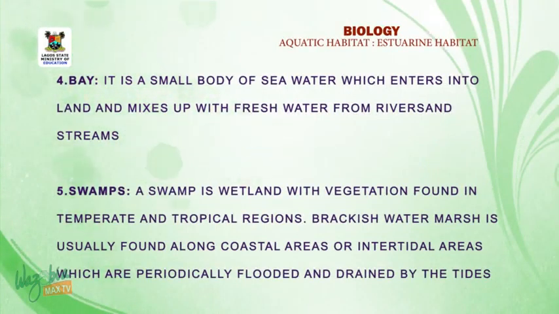We call it bay. Then the 5th one is swamp. A swamp is a wetland with vegetation. You look at it and think it's a land habitat, but it's a wetland with vegetation found in temperate and tropical regions. Brackish water marsh is usually found along coastal areas or intertidal areas which are periodically flooded and drained by the tides.